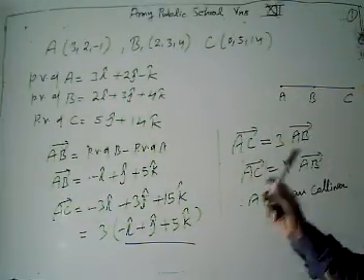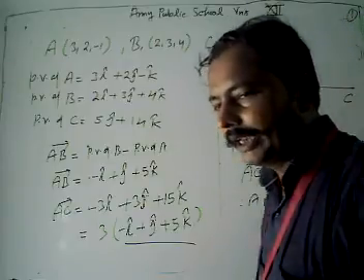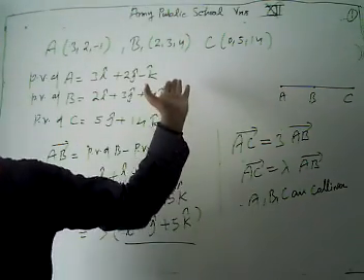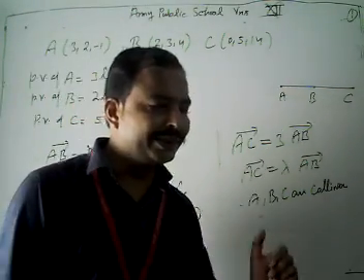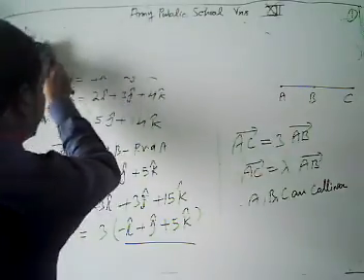It means they must be collinear or parallel to each other, but they have the same support A, meaning they have the same initial point. That means the given 3 points A, B, C are collinear to each other. I hope all of you understand that. Then let's take another problem to share with you.